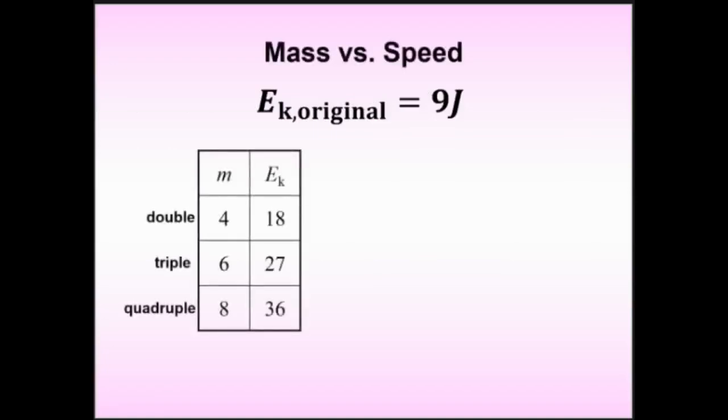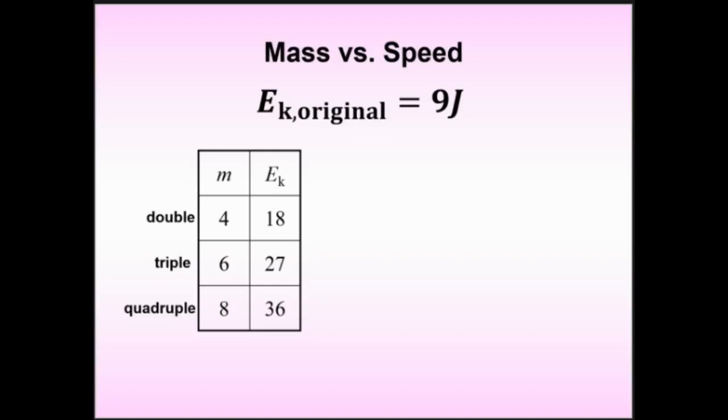So EK original is 9 joules. All right, how does this work? Let's calculate the new amounts. Now, what did I only change here? Mass. What was the old mass? 2 kilograms. What's the mass now? So what's the new calculation?